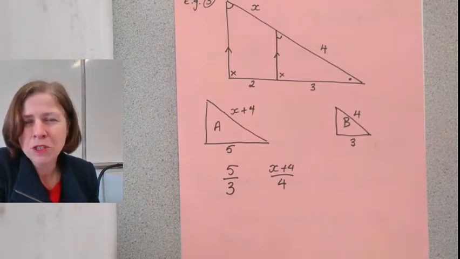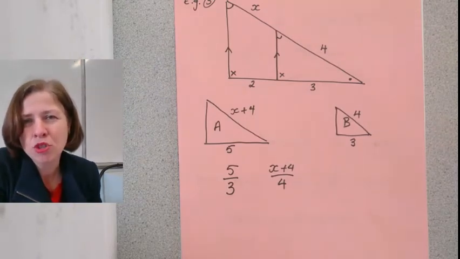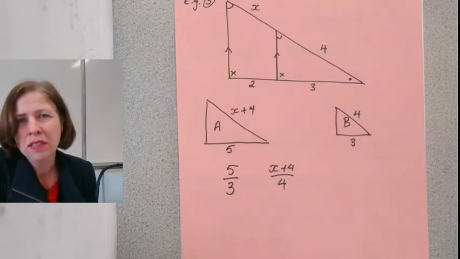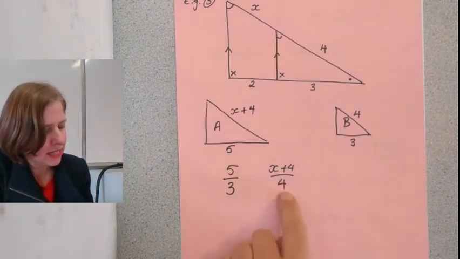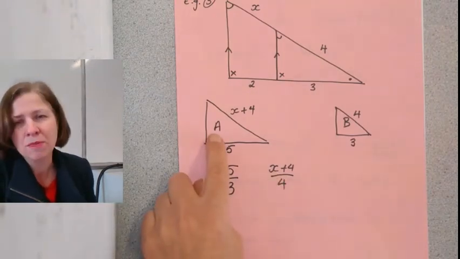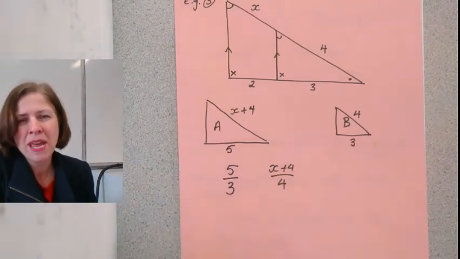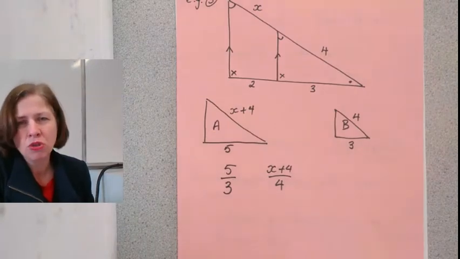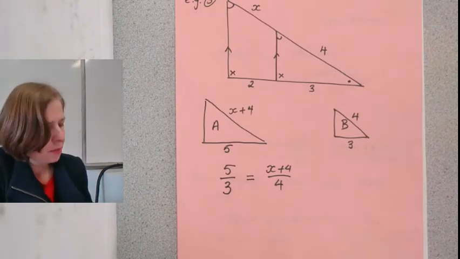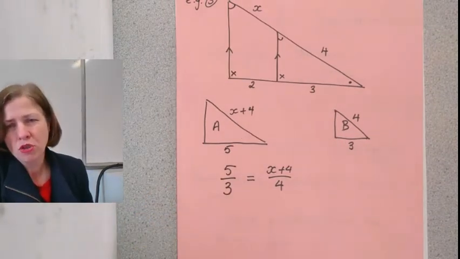Be really careful to make sure you always put the same triangle on top. It actually doesn't matter which way you go. Just pick one, although it's easier here to have the unknown on the numerator, which is why I chose A as my numerator. But if I went B over A, it would make it equally true that these two ratios have to be the same. Because 5/3 is the ratio of the two triangles.